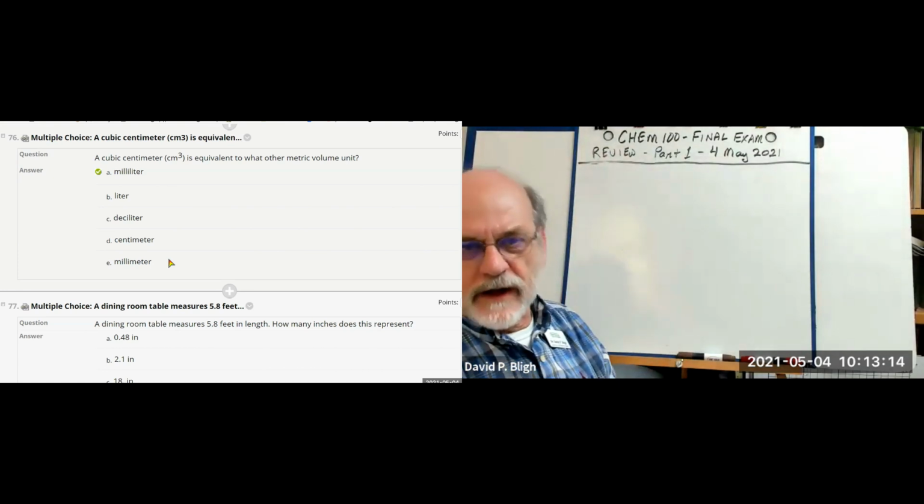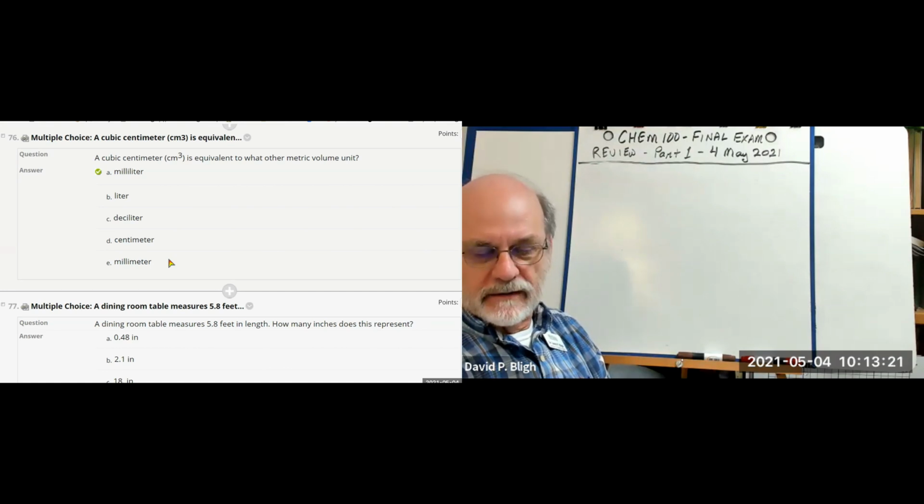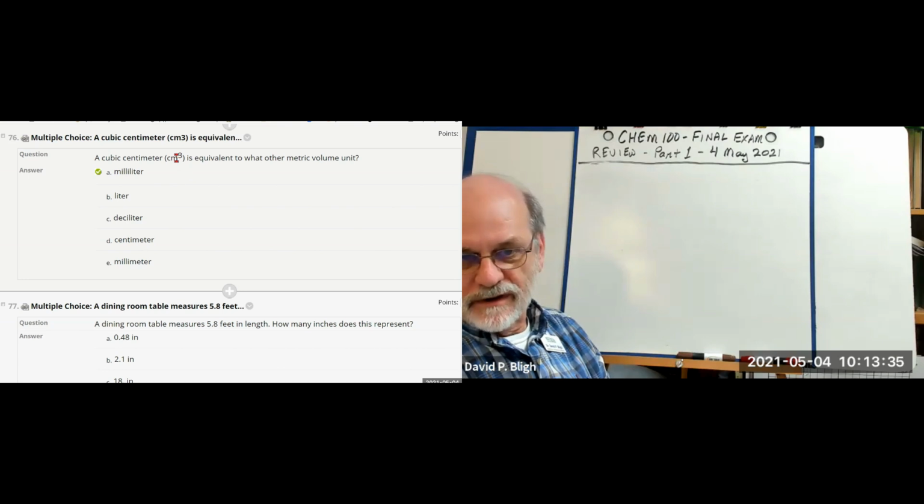I don't even have to write this one up. This is a matter of identity. 1 cubic centimeter is equal to what? It's equal to 1 milliliter. They're exactly the same measure. Well, we know it's not a liter. We know it's not a deciliter. We know it's not a centimeter because it's cubed, and we know it's not a millimeter because also it's cubed, plus it's the wrong unit. So the only answer that comes even close is the milliliter, because this is an expression of volume and that's a volume.